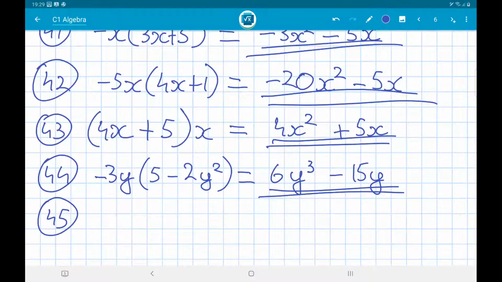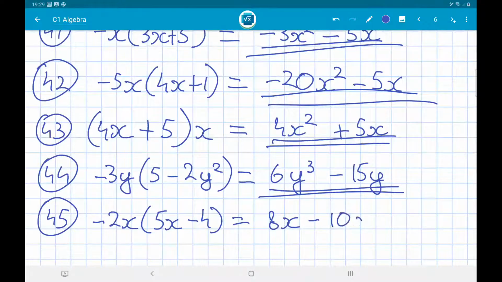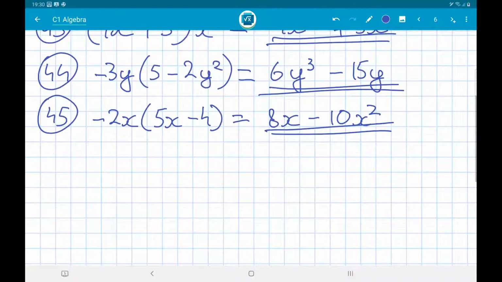45. Minus 2x, 5x minus 4. I believe we just did this. This ends up with a positive 8x and a minus 10x squared. So also final answer 46.